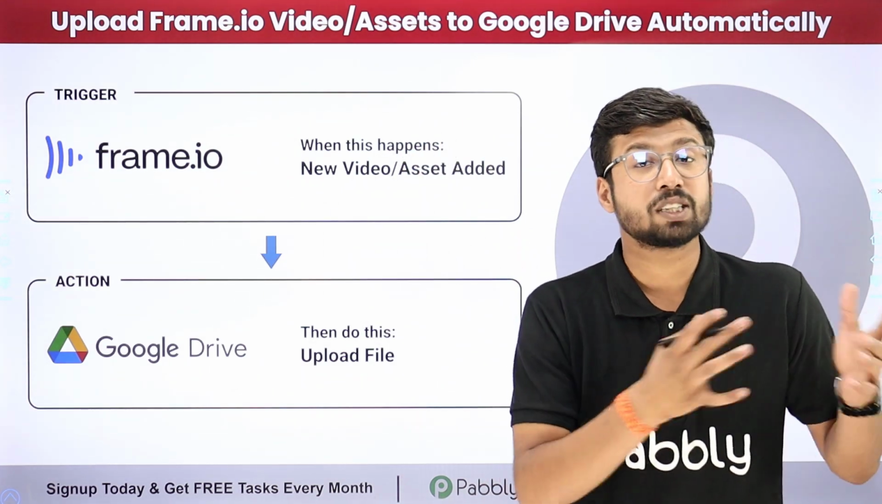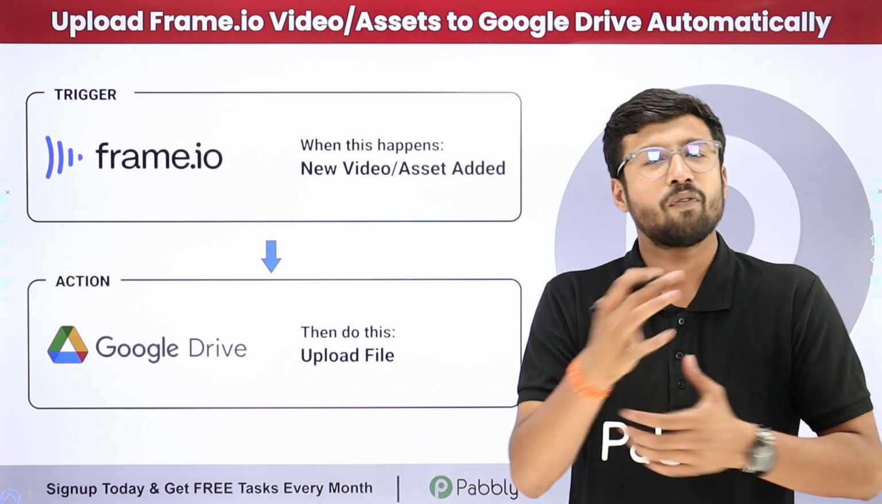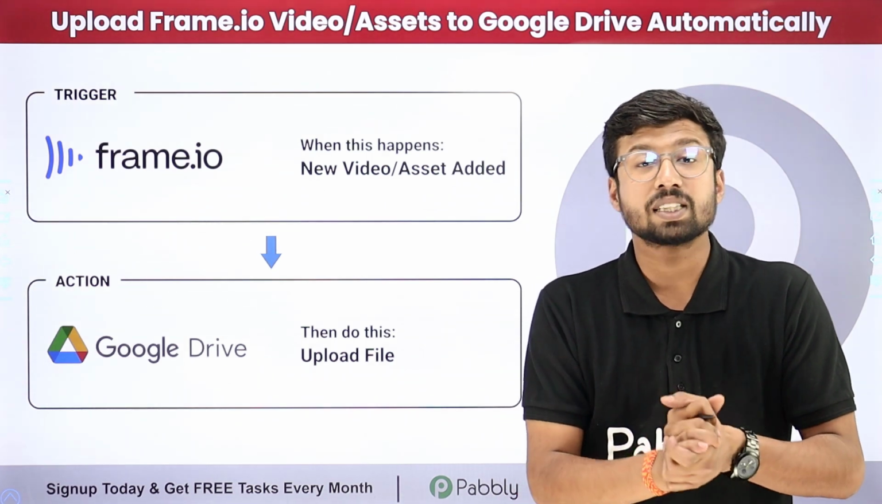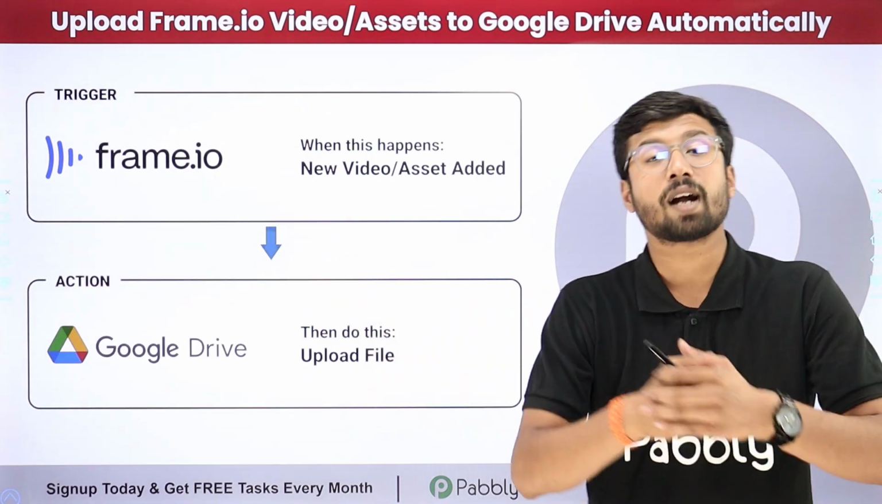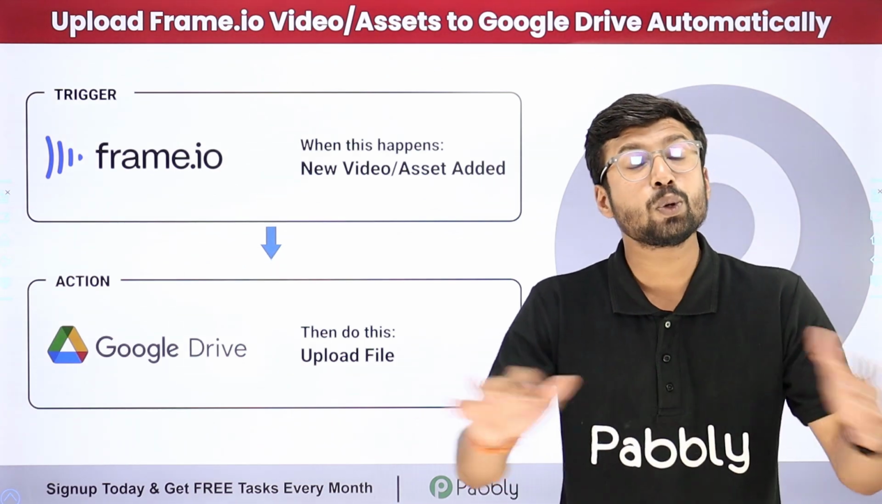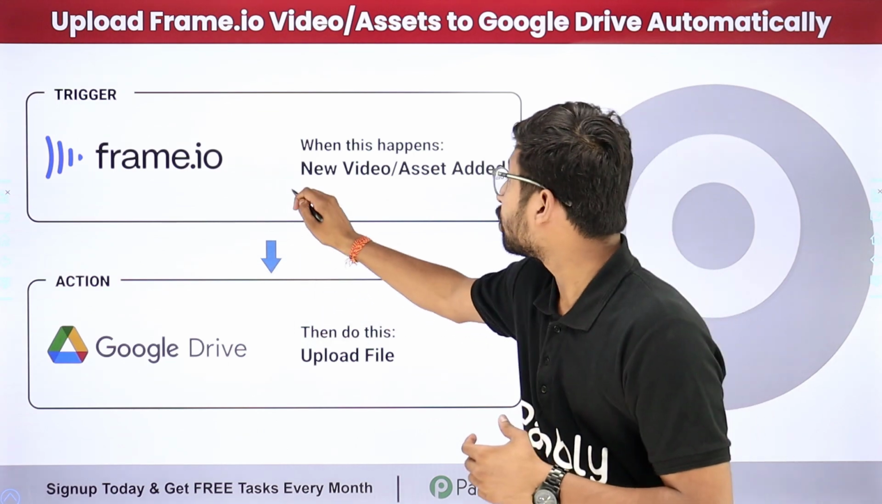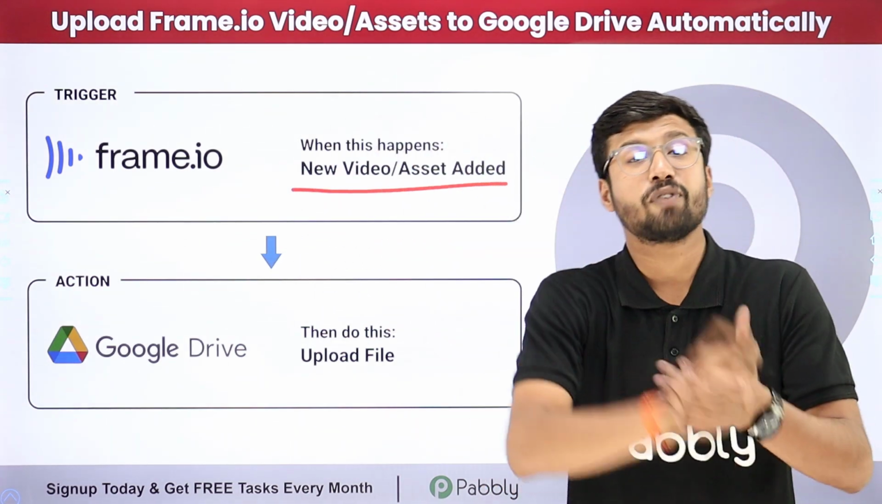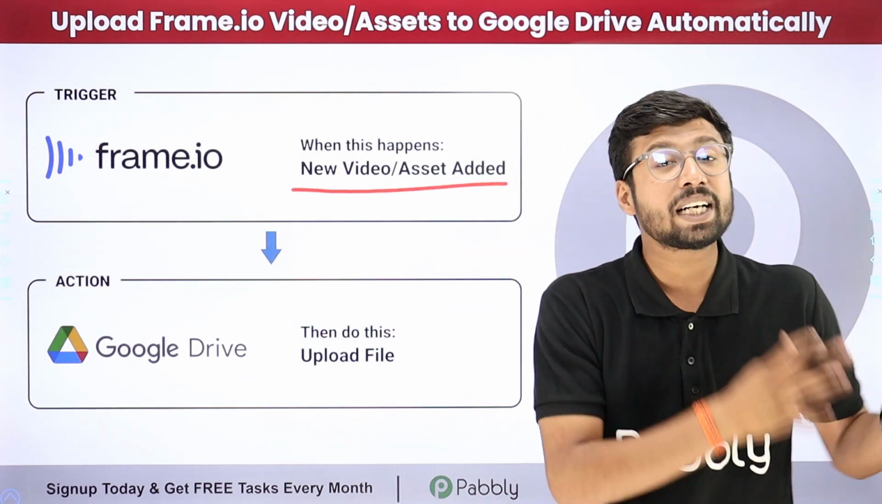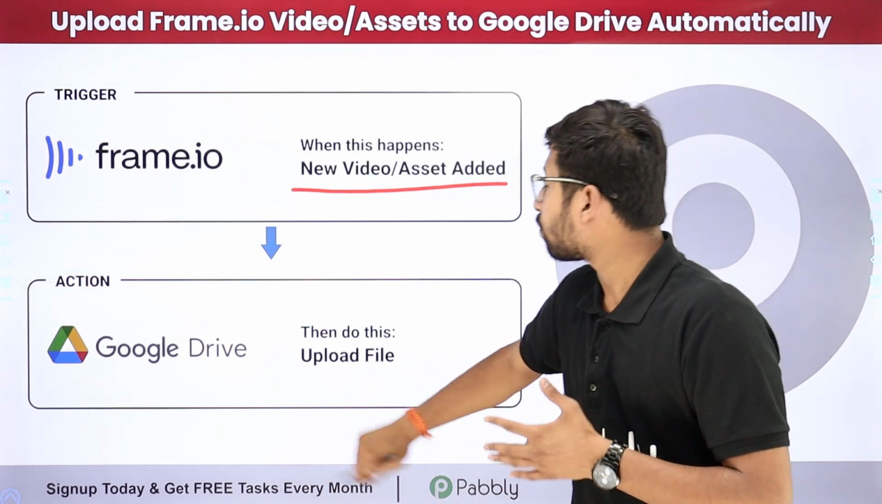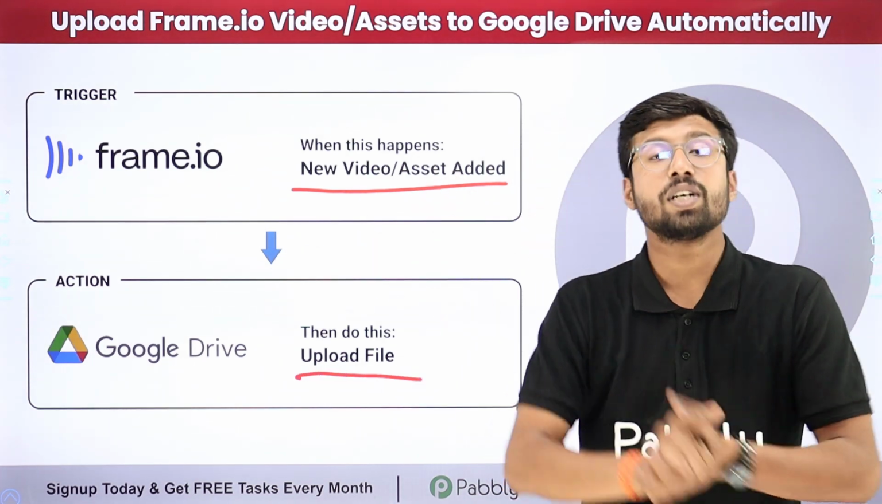But all the new assets which you are adding in frame.io, for a backup, you want to add those same assets as a raw footage in your Google Drive as well. So let me tell you, you can completely automate this process. So in this automation, whenever a new video or asset will be added in frame.io project, automatically the same file will be added or uploaded in our Google Drive folder too.